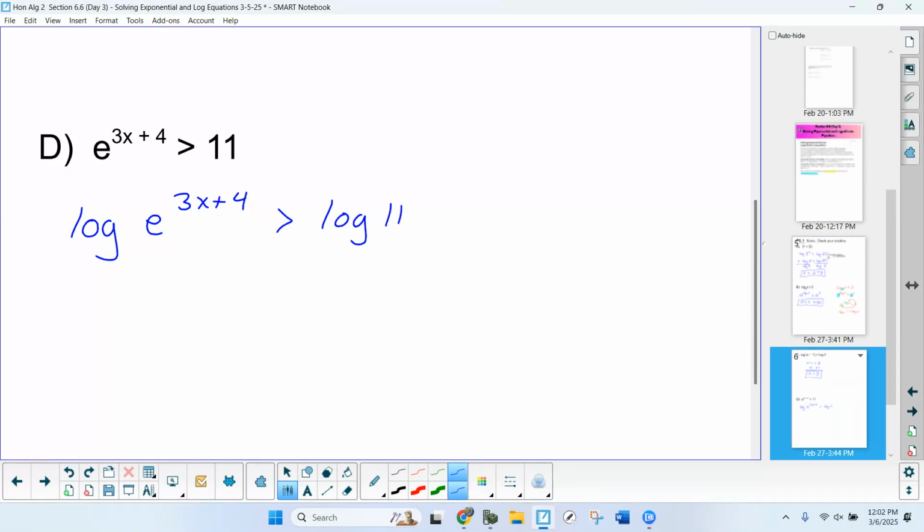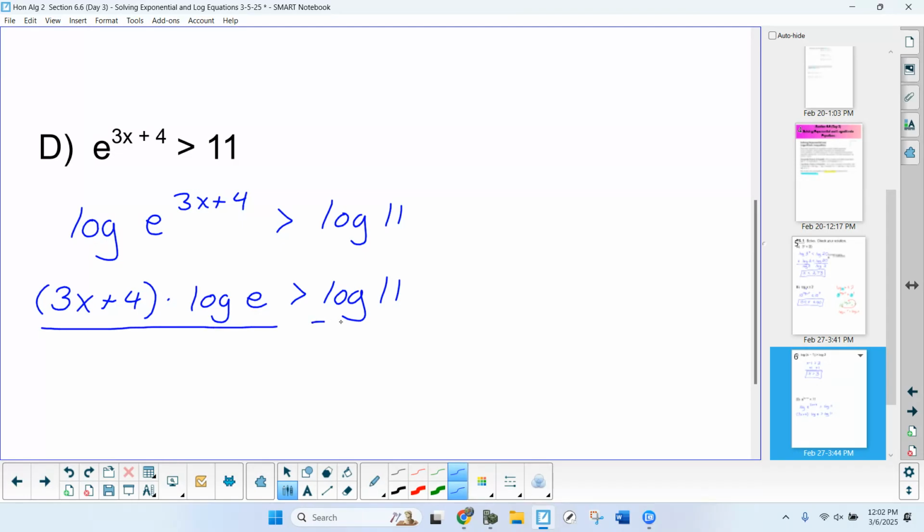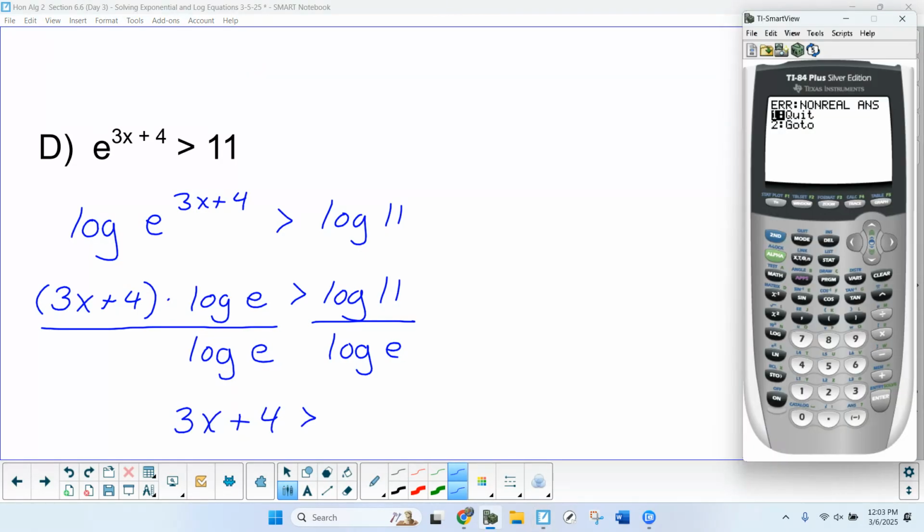What do you do with that quantity? 3x plus 4. Put it out front. Now I'm going to put it in parentheses when I bring it out front because it's all of that times the log of e is greater than the log of 11. Okay. What could I do now? Divide by the log of e, because I'm trying to solve for x. So now I get 3x plus 4 is greater than, well, let's go ahead.